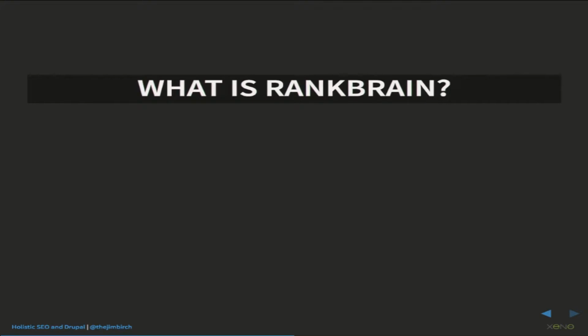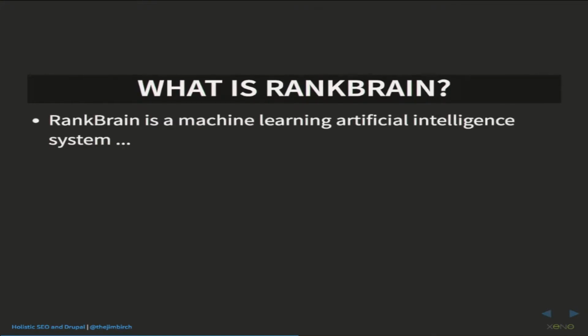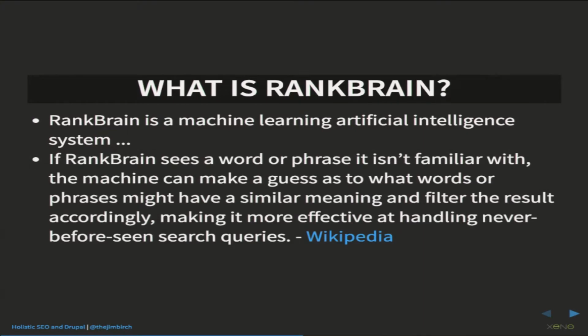And then the third, RankBrain. What is RankBrain? RankBrain is a machine learning artificial intelligence system. If RankBrain sees a word or phrase that it isn't familiar with, the machine can make a guess as to what words or phrases have a similar meaning and filter the search results accordingly, making it able to return search results for what Google's never seen before.